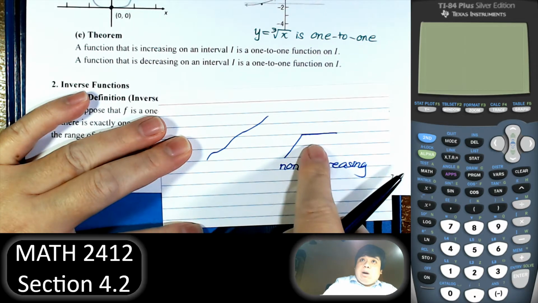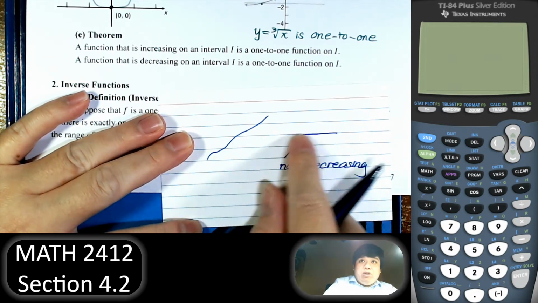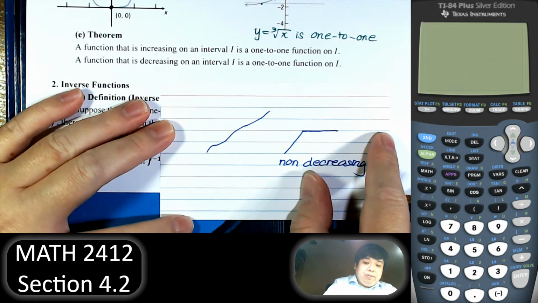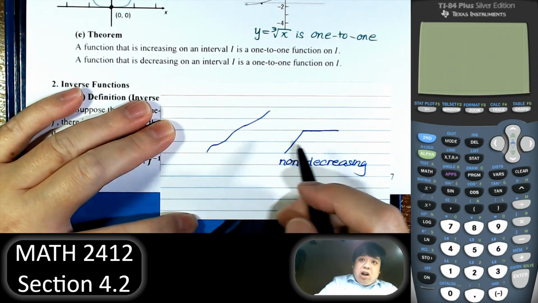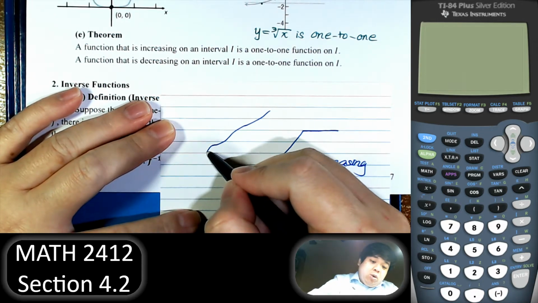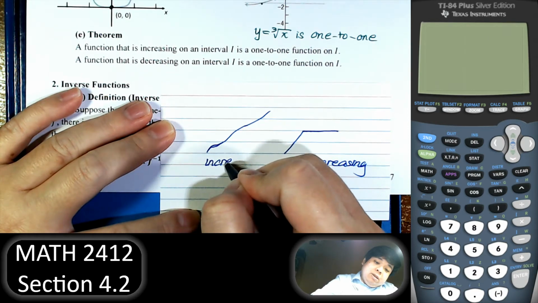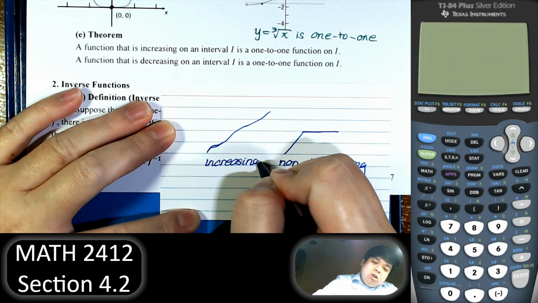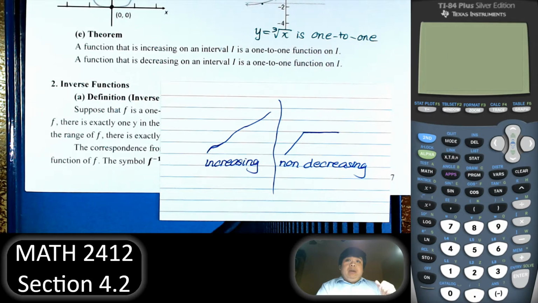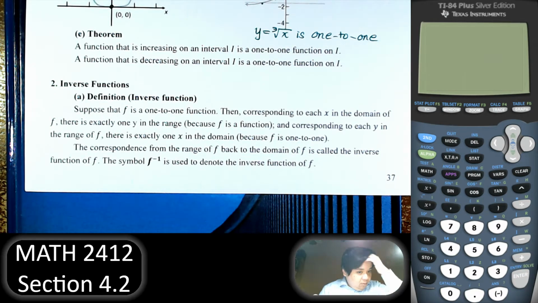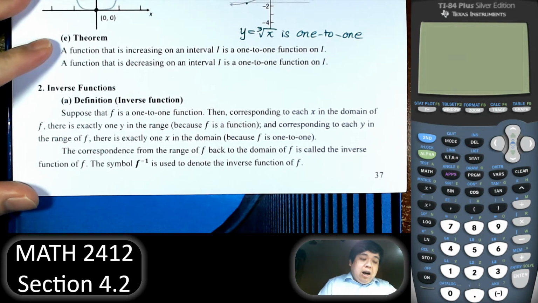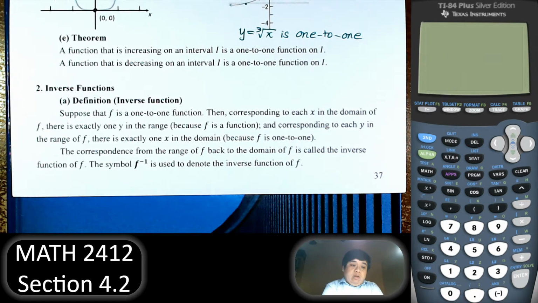We're not talking about that. The constant function will fail the horizontal line test for sure, so it cannot be a constant function. It can only go up like this, and that is increasing. So be mindful of that. Besides increasing and decreasing, we still have constant. We cannot have constant as a one-to-one function. So that pretty much covers one-to-one functions.